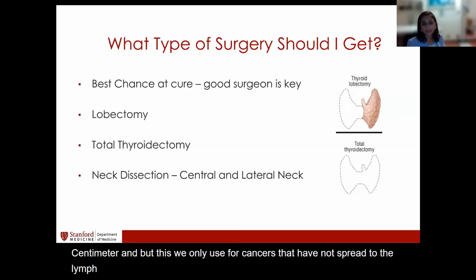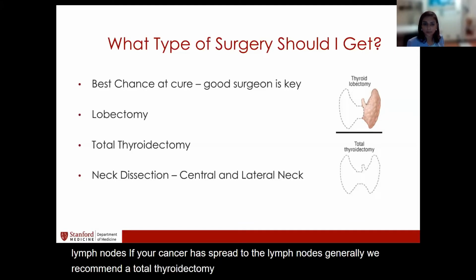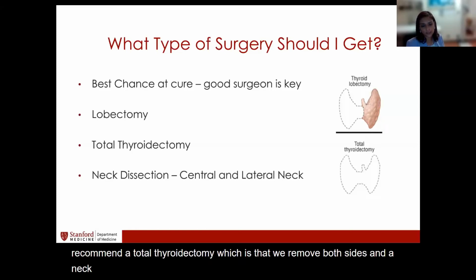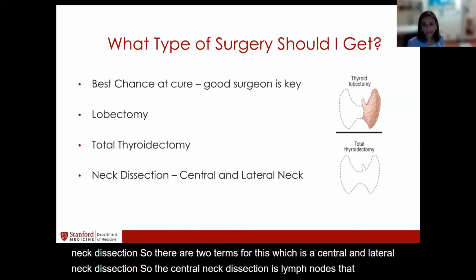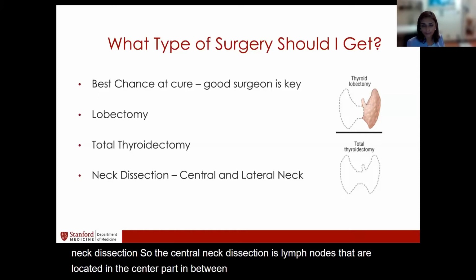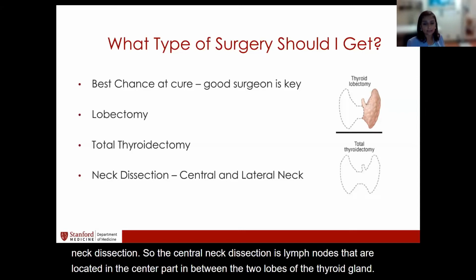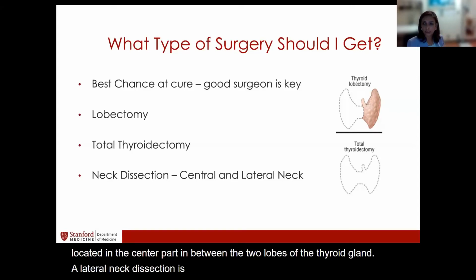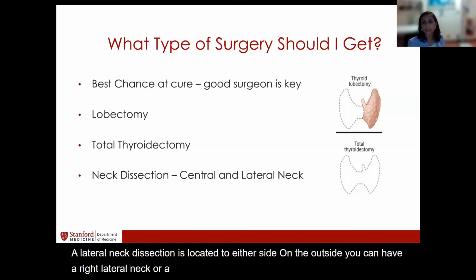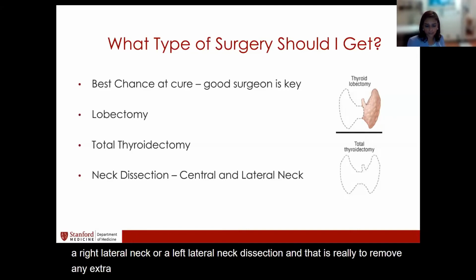If your cancer has spread to the lymph nodes, generally we recommend a total thyroidectomy, which is that we remove both sides, and a neck dissection. There are two terms for this: a central and lateral neck dissection. The central neck dissection is lymph nodes located in the center part in between the two lobes of the thyroid gland. A lateral neck dissection is located to either side, on the outside. You can have a right lateral neck or a left lateral neck dissection. That is really to remove any extra lymph nodes that have spread outside the thyroid.